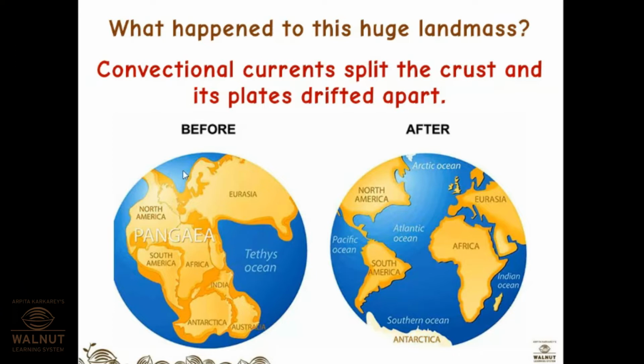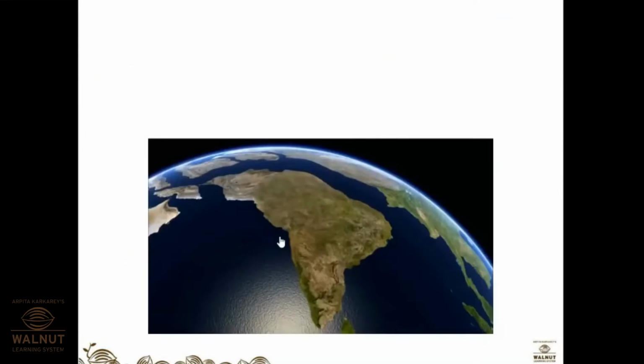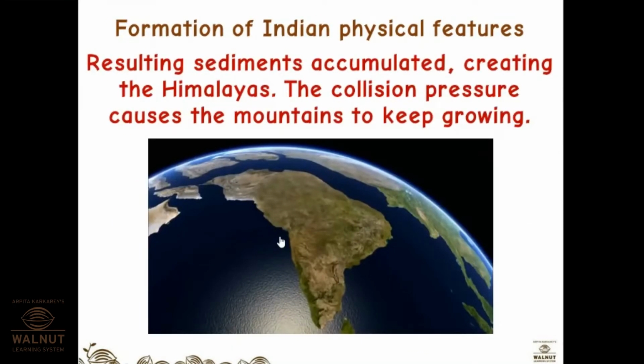The sediments formed a mountain on top, and that is why you actually have the presence of salt-like soil on the Himalayas. We always say Himalayan salt and all that. It's because it has originated from the Tethys Sea. That is the reason. So this uplifted into the mountains, and the collision pressure causes the mountains to keep growing. So the process that's happening below, at the ground level, is still continuing, and that is why it is said that the Himalayas are still growing. It is one of the youngest mountains, a newly formed feature, and it is still growing.